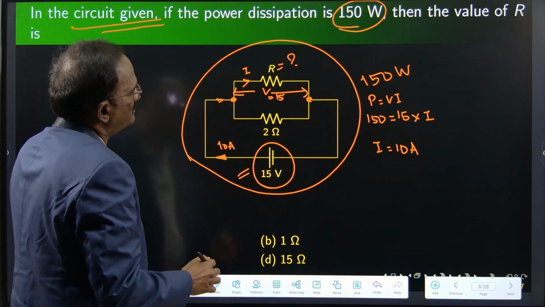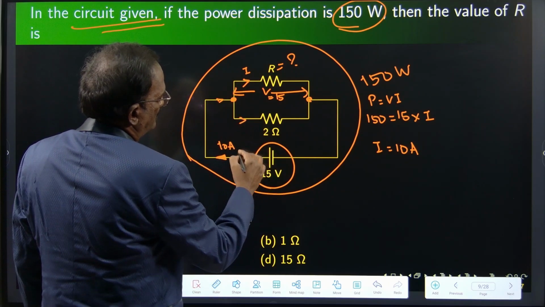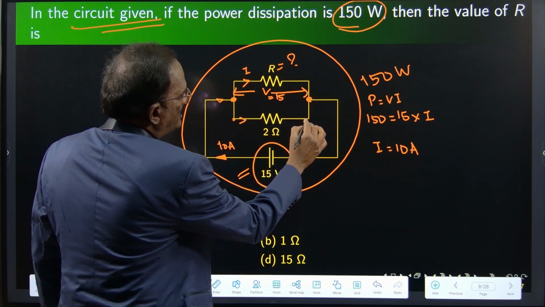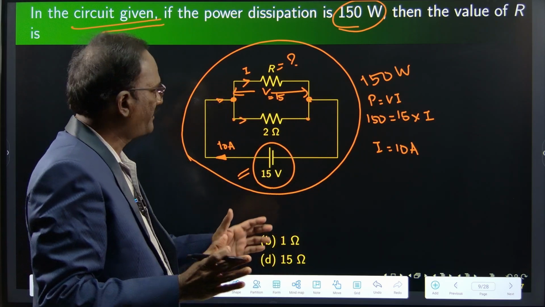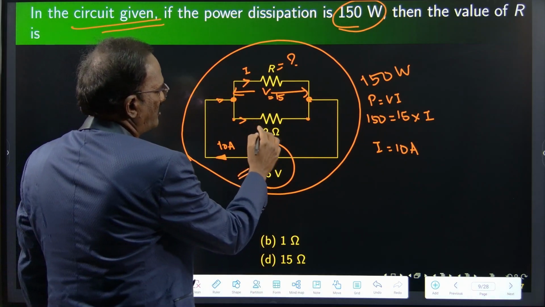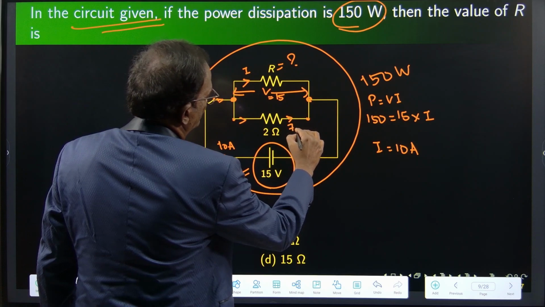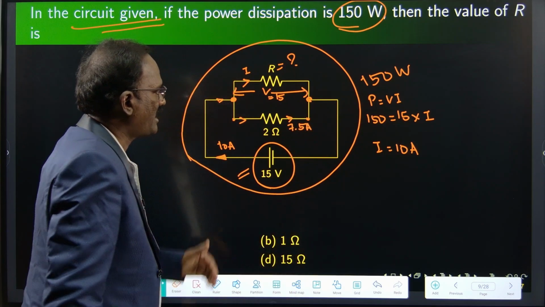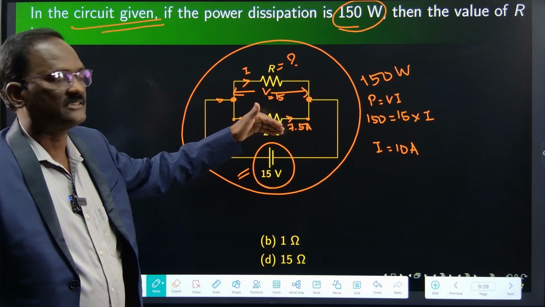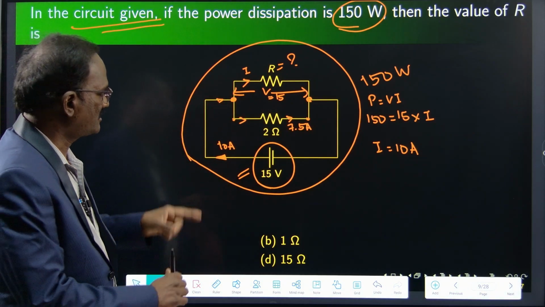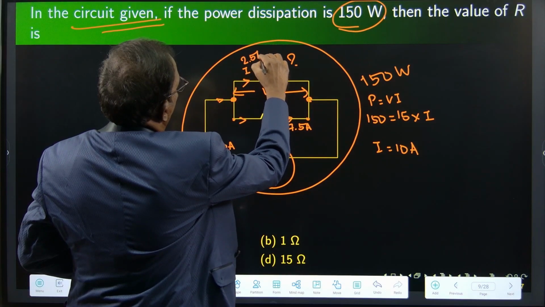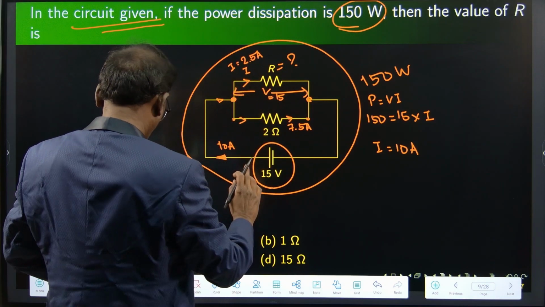It is divided into 2 branches. V divided by this 2, this resistance will also have 15 volts across it. So 15 divided by 2 is 7.5. 7.5 ampere is flowing through the 2 ohm resistor. Then the remaining current, which is 2.5 amperes. This current is 2.5 amperes.